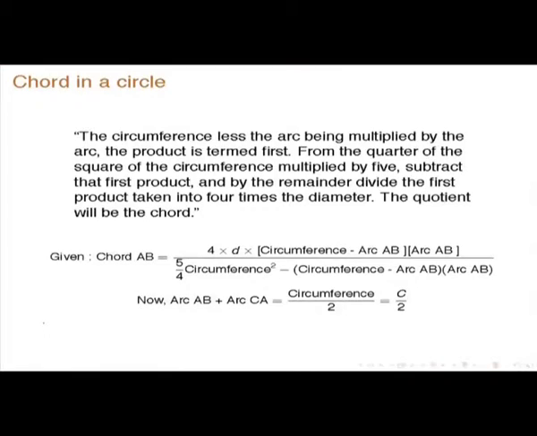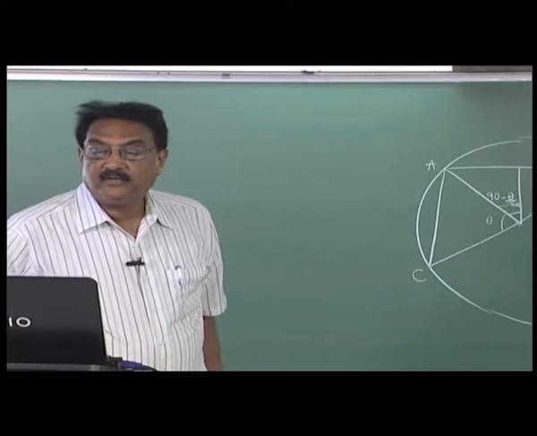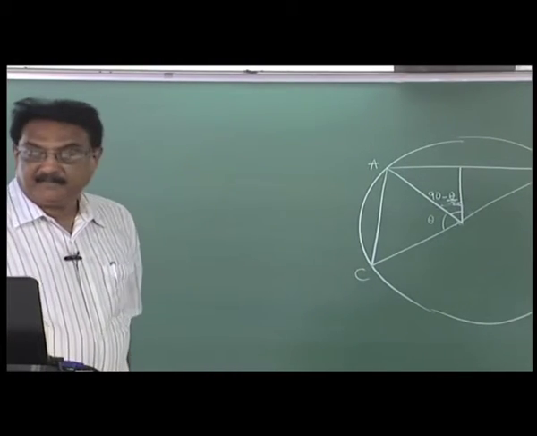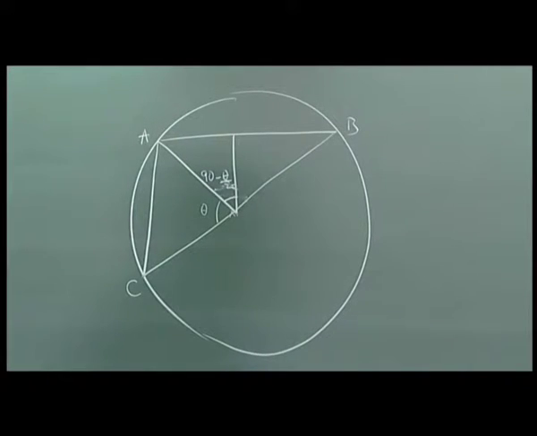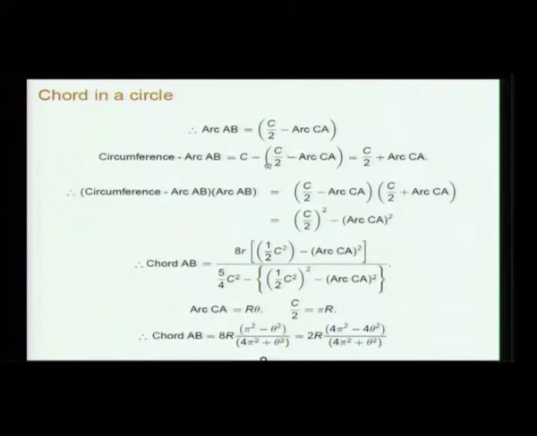Okay. So, now arc AB plus arc CA is the semicircumference, C by 2. Then arc AB itself is C by 2 minus arc CA. So, circumference minus arc AB is C minus (C by 2 minus arc CA), that is C by 2 plus arc CA. So, you will get these things. So, finally, chord AB, according to the stated result, will be 8r into (half C squared minus arc CA whole squared), etc.